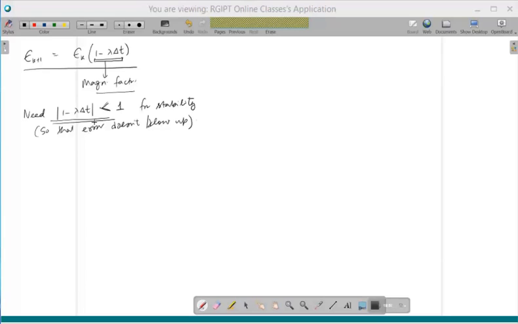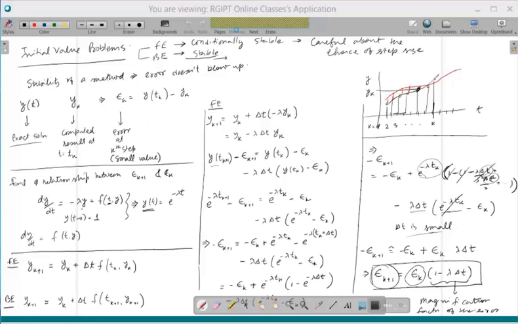Now what does that mean? If this number is positive, that would mean 1 minus lambda delta t is less than 1. That would lead to the condition that lambda delta t is positive. Well, that's obvious. That is automatically satisfied because lambda is a positive number to begin with. I probably did not mention that, but in this differential equation problem, lambda is positive. That's how you get e to the minus lambda t. The solution decays with time. So lambda is already positive, and delta t is a positive number, so this is automatically satisfied.